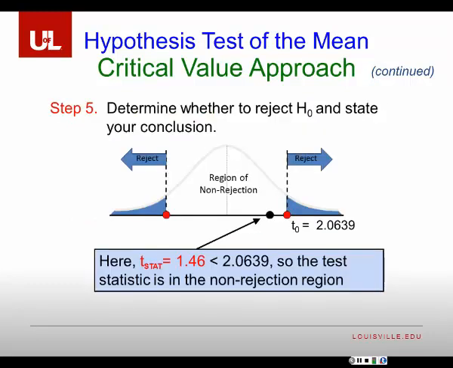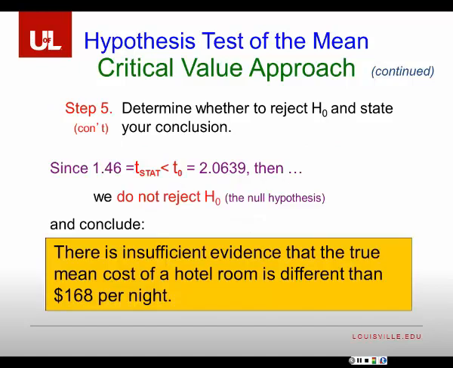All right, so we fall inside. We're in here. So we do not reject the null, and there is insufficient evidence that the true mean cost of a hotel room is different than $168 per night. Again, notice the wording we use there. We never say we accept that the average cost is $168 per night. We just say there's not enough evidence to say that it's not true. Again, the danger of saying that it's true is that you're going to commit a type 2 error.